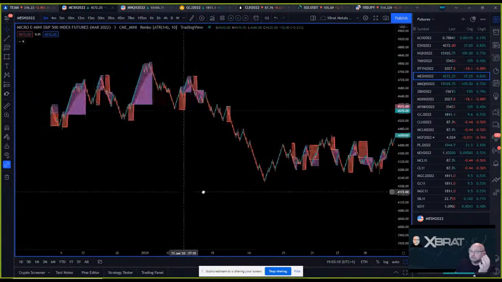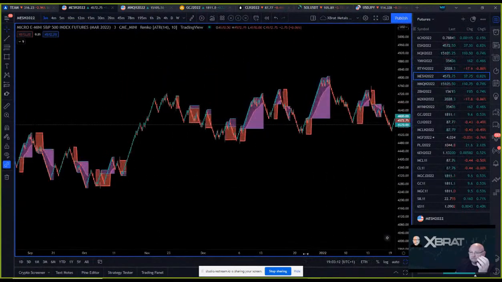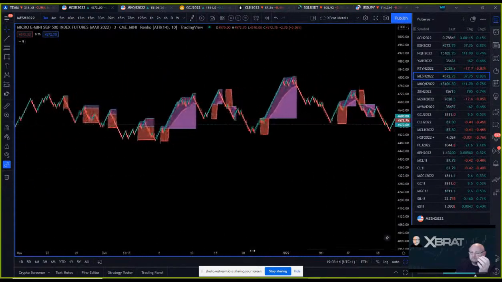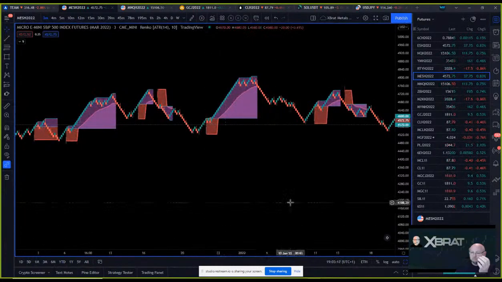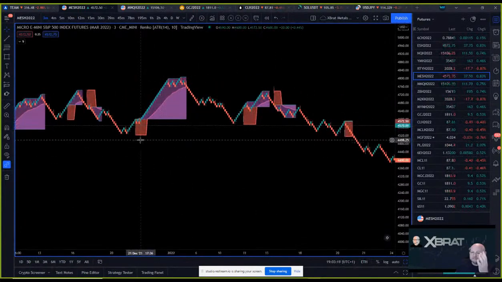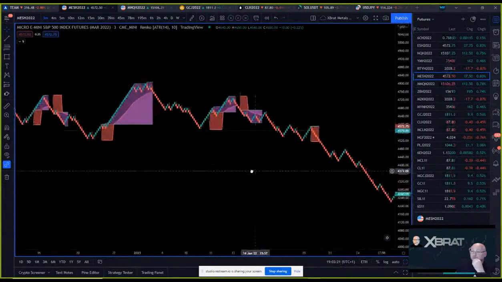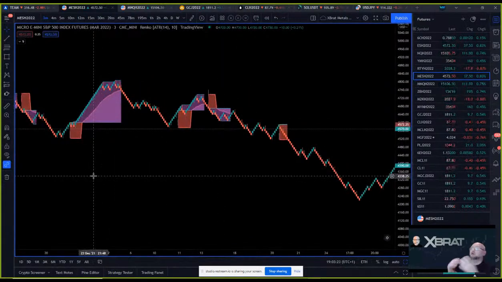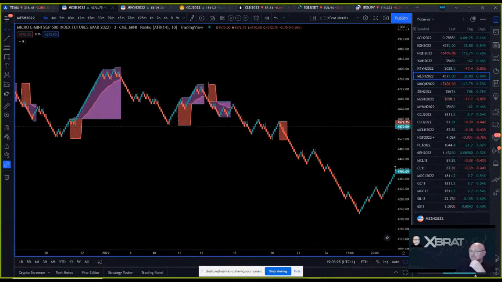Okay, so I'm just going to look back to, what, December 21st, just over a month. And I'm going to look at the trades because it's already on the chart. So this thing is very easy to back test.